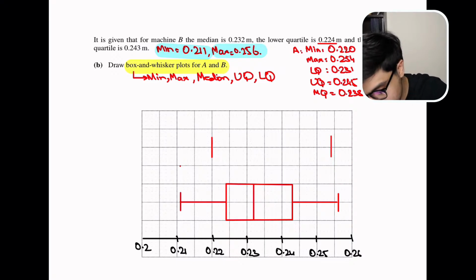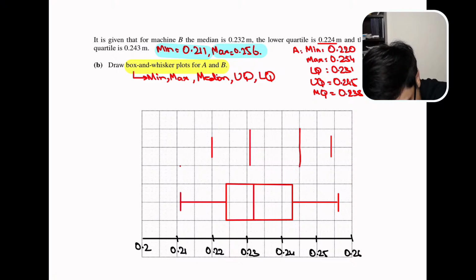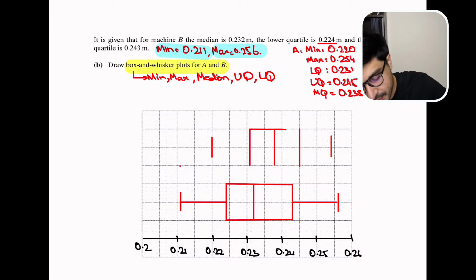अब क्या होगा 0.231 यहाँ पर हो गया, so 0.231 is going to be somewhere over here. Then it's going to be 0.245. So 0.245 is going to be somewhere over here, the upper quartile, and the median is 0.238. So 0.238 is going to be somewhere over here, and this is how it is supposed to be done, right? This is what it is going to be like, right?